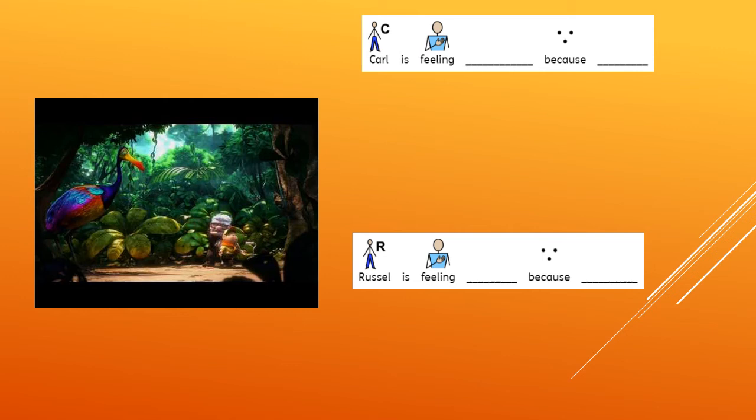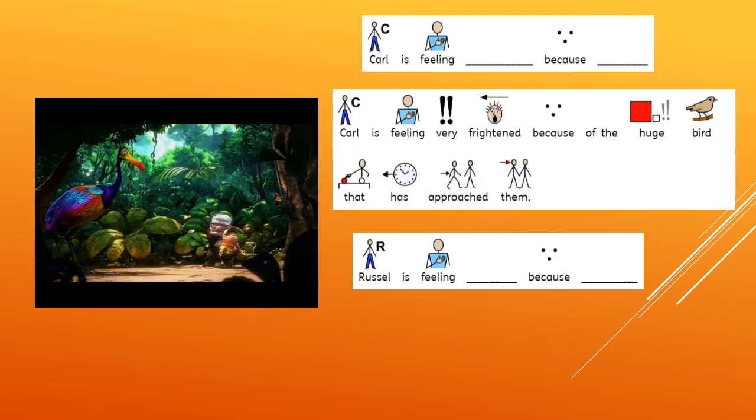Well done. I'm really impressed with all the different types of emotion and feeling words that you're coming up with. Let's see what I come up with. I think Carl is feeling very frightened because of the huge bird that has approached them. In his facial expression, he's not smiling and he looks a little bit scared. But I up-leveled my word and I used frightened. And I then used my because and explained what was happening.